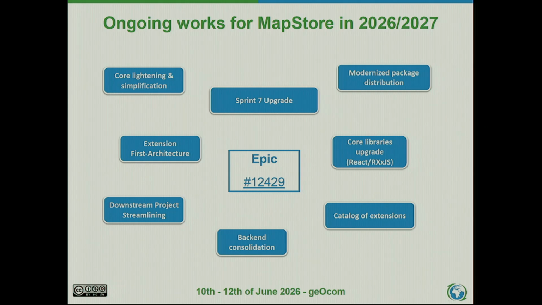Of course, as part of this, there is also a consolidation of the backend tier, where we are working, as I mentioned last year, to fuse the internal backend dependencies we have, for streamlining the overall project management and release processes, as well as other things, of course, a better package distribution, and upgraded core libraries like Spring 7 for the core, but also React and Redux.js for the front end.